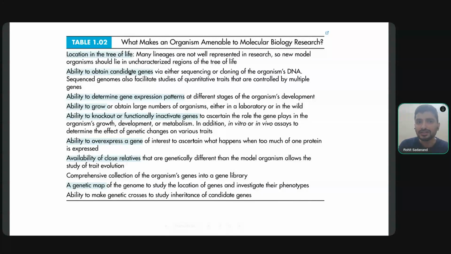One, you should consider its location in the tree of life because we already know that we have like two, three models for vertebrate development. We have a model for invertebrate development. We have a roundworm. We have some bacteria. But the tree of life is really, really large, right?